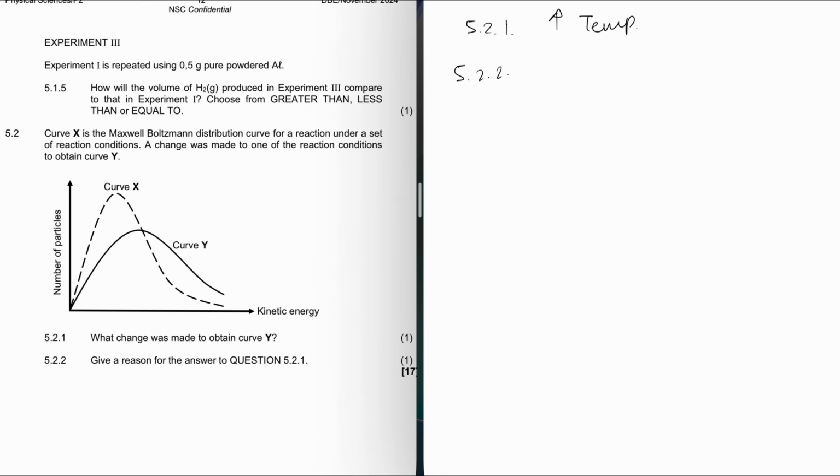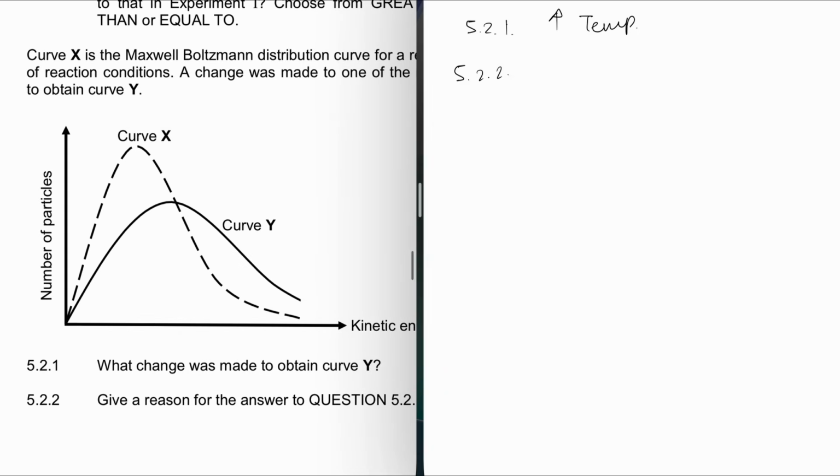It's simply because if we examine this graph, on the x-axis we have kinetic energy. And we know that temperature and kinetic energy are directly related. So if you look at the peak here and the peak here, the peak has shifted to a higher kinetic energy value. So this was the original, some value here, and now the peak has shifted here. So it has shifted to a higher value, and so it means that it's going to be at a higher temperature.